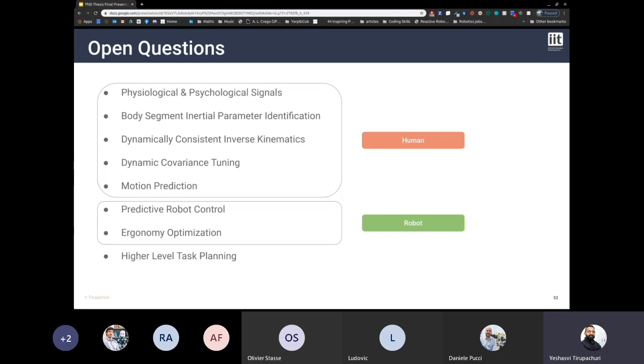Coming onto the robot control side, we do not do any predictive robot control at this stage. Also, ergonomy optimization is not performed on the controller side to help the human. And to conclude, there is no higher level task planning for this system. And it would be interesting to see how these concepts of holistic human perception can be integrated for a higher level task planning where the human and robot are sharing a scenario together.